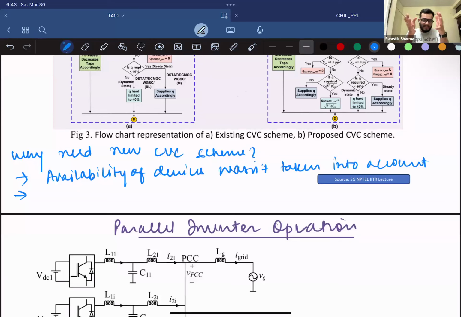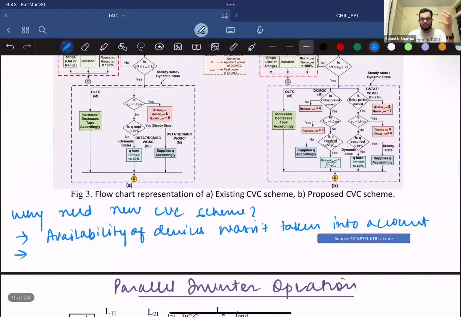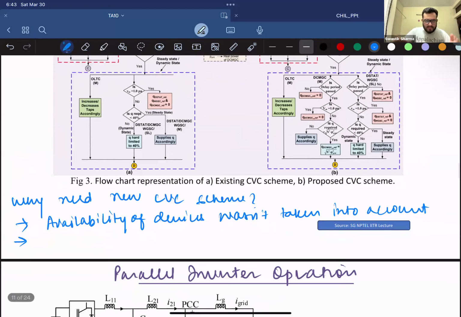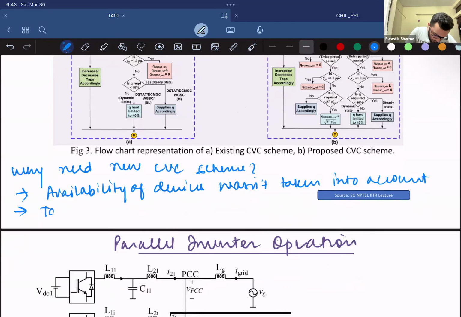So to better judge how much quantum of power is needed, you would want your system to respond slowly so that you can check if your slow acting devices are also working or not. Because the OLTC, even though it's a slow acting device, is better able to regulate the voltage at the bus at which it is connected, because it's a transformer at the end of the day. So you take into account delay for slow acting devices.